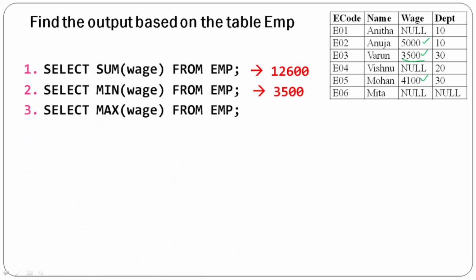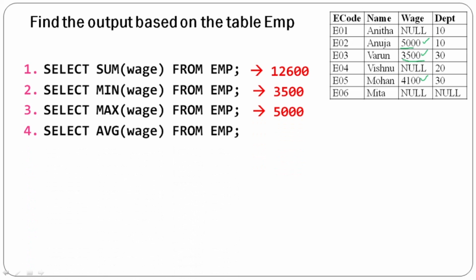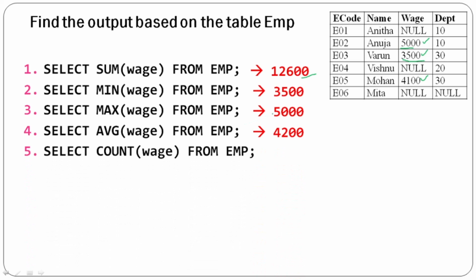SELECT MAX(wage) will give the output as 5,000. SELECT AVG(wage) FROM employee. The sum of wages is 12,600, so 12,600 divided by 3 will give the output as 4,200. SELECT COUNT(wage) FROM employee. There are 3 values present in this wage column, so the output will be 3.